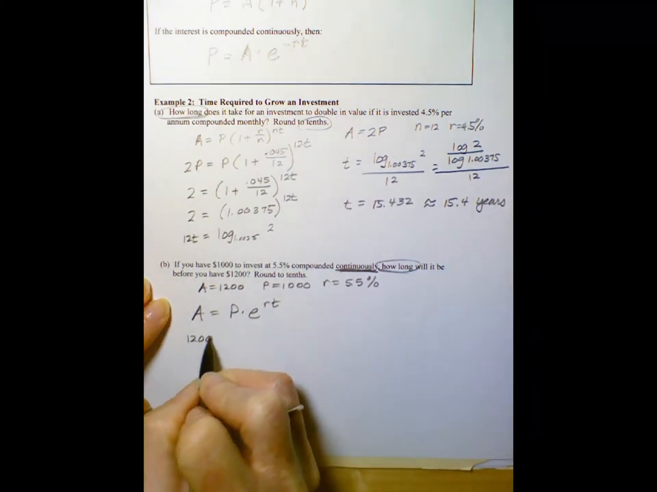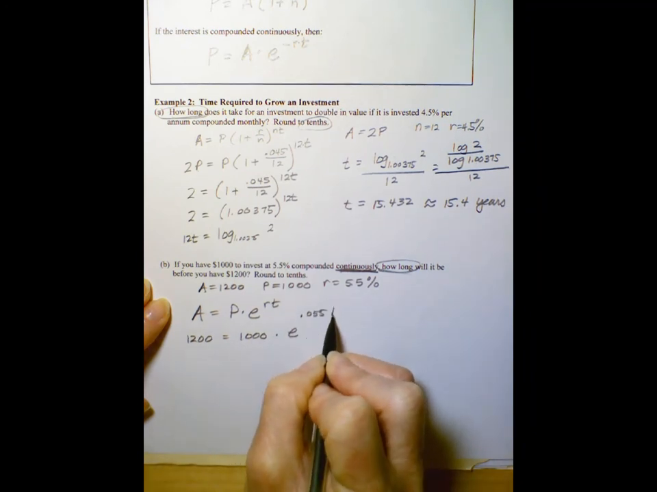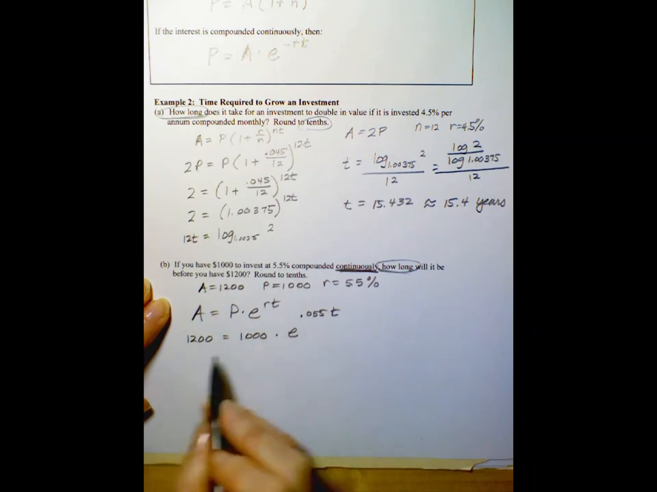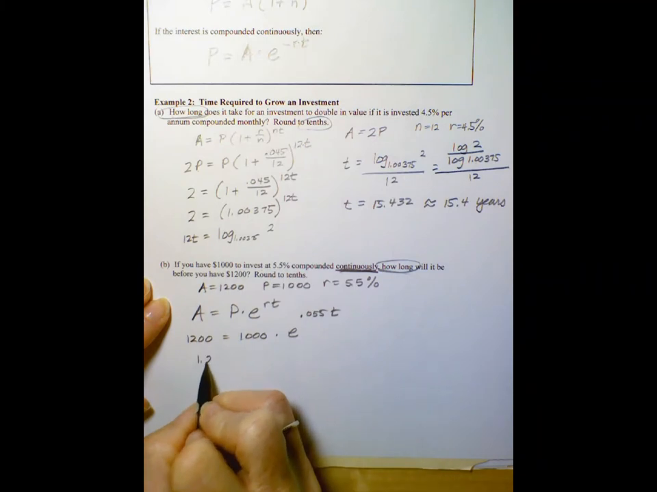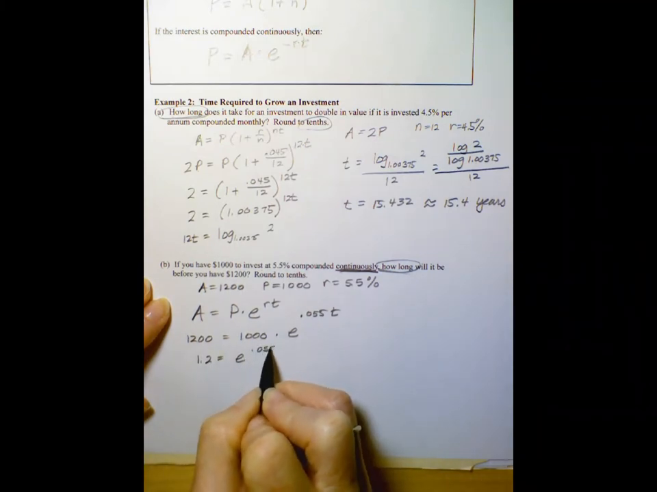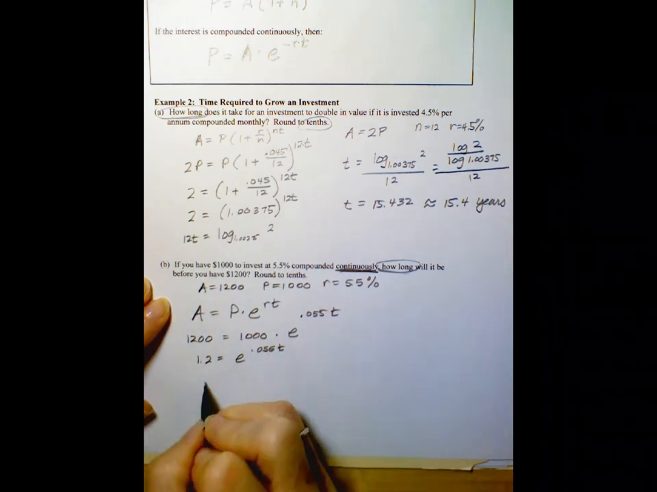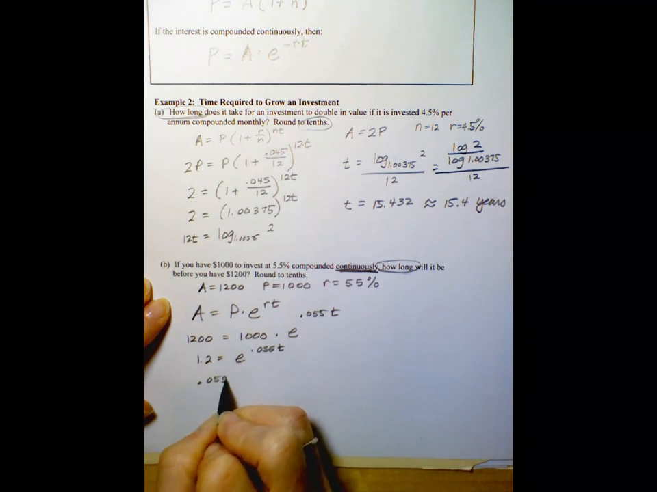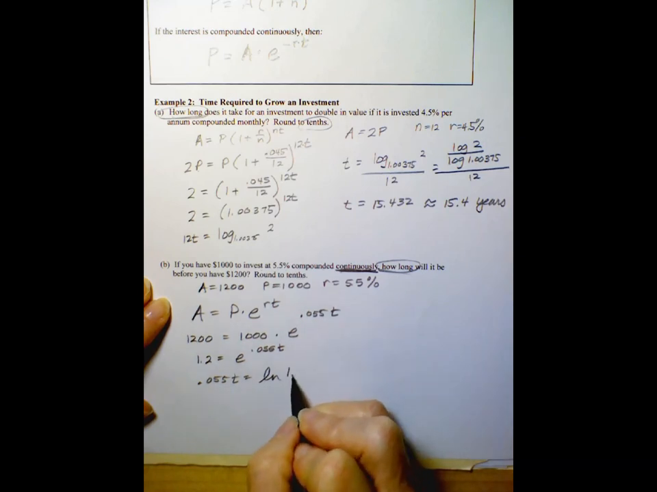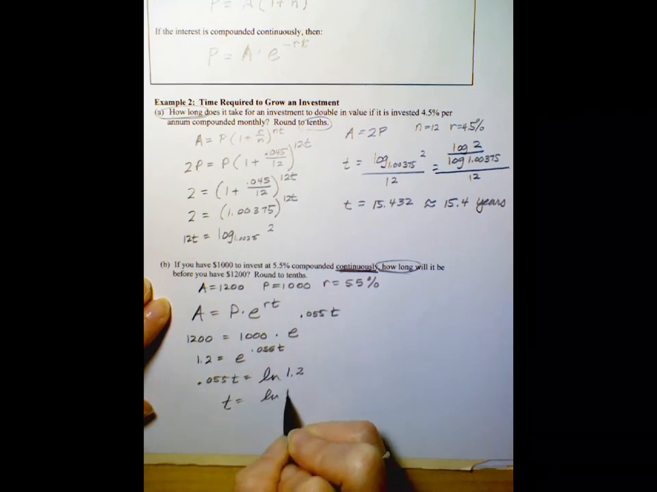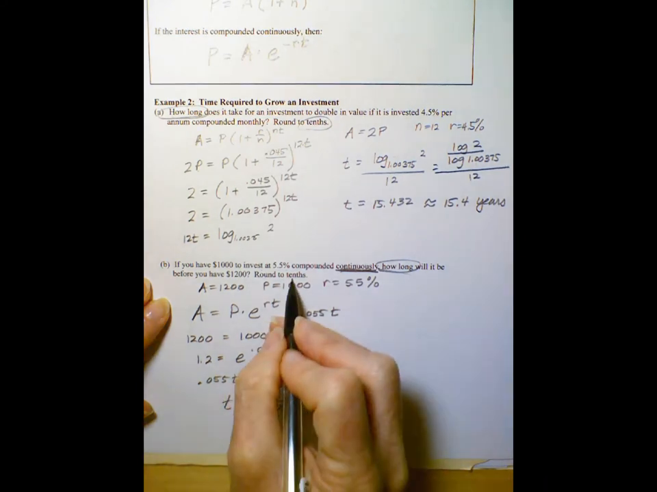So 1,200 equals 1,000 times e to the 0.055t. We need to get the exponential part by itself, so divide both sides by 1,000, and now write it as a log. So our exponent, our y, is 0.055t equals log base e, that's ln, of 1.2. So t equals the natural log of 1.2 divided by 0.055, rounded to tenths.